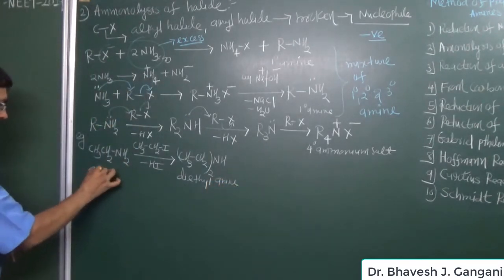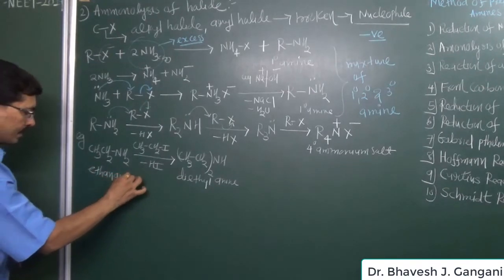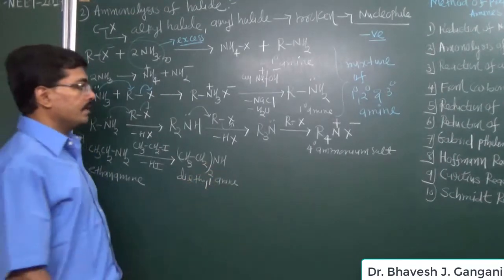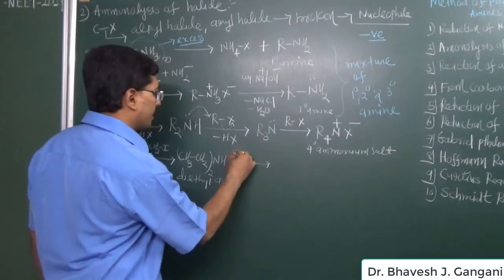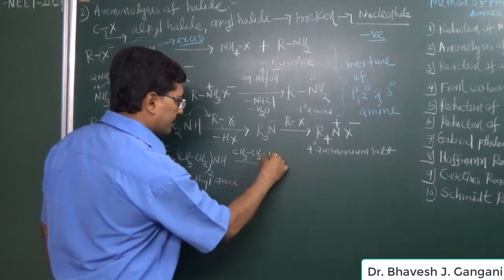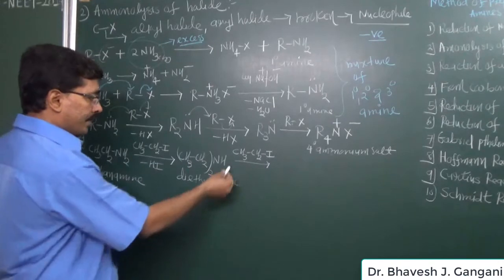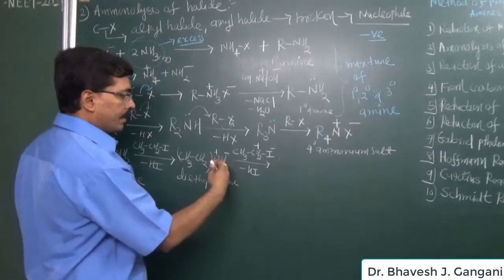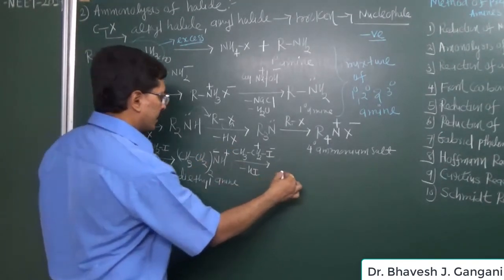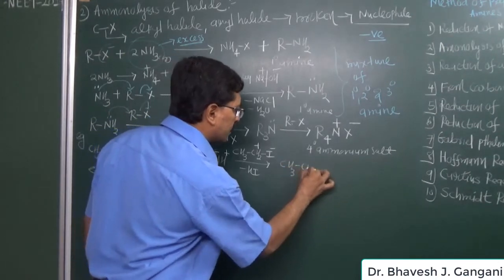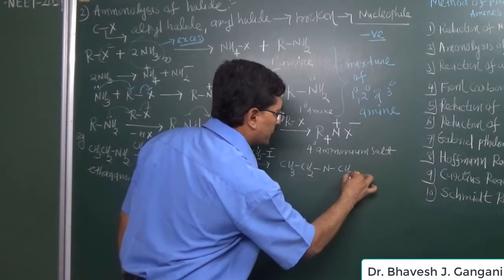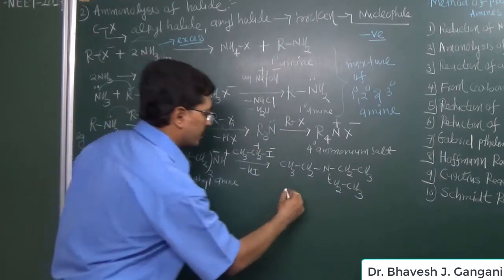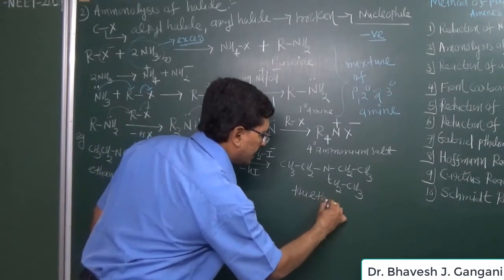Now for this structure, the IUPAC name we can give is N-ethyl ethanamine. Further it reacts. Suppose we have ethyl iodide again, then the same reaction occurs. This hydrogen combined with iodide is removed in the form of HI, and as a result we get triethyl amine. So by using this method, generally we get a mixture of primary, secondary and tertiary amine. This structure is known as triethyl amine.